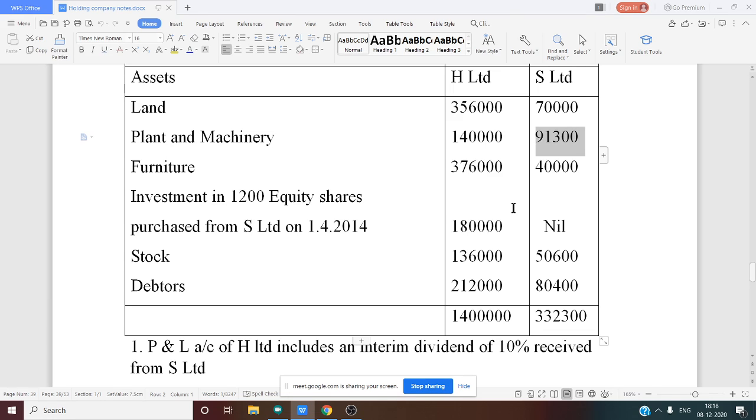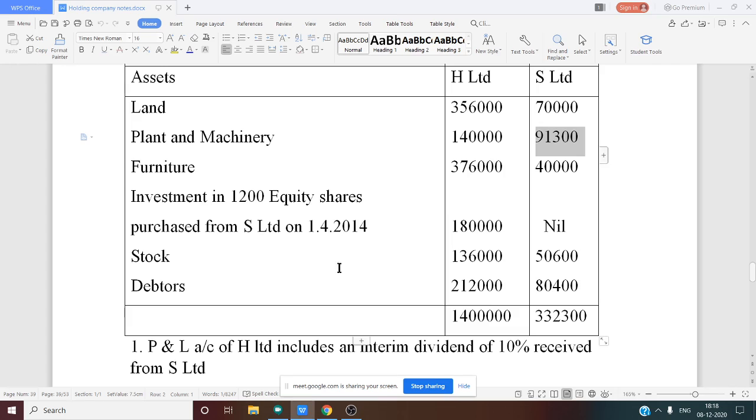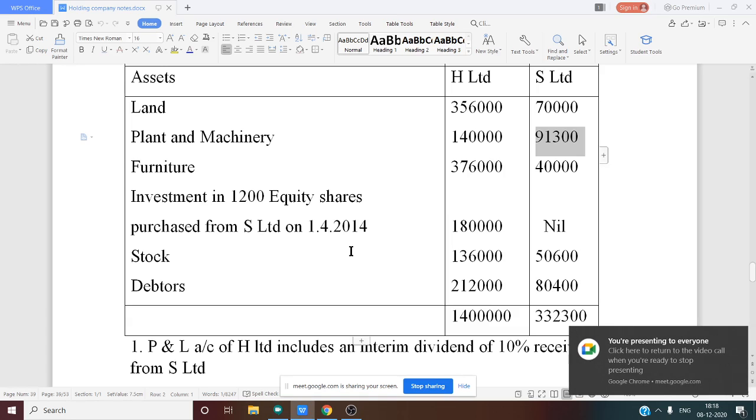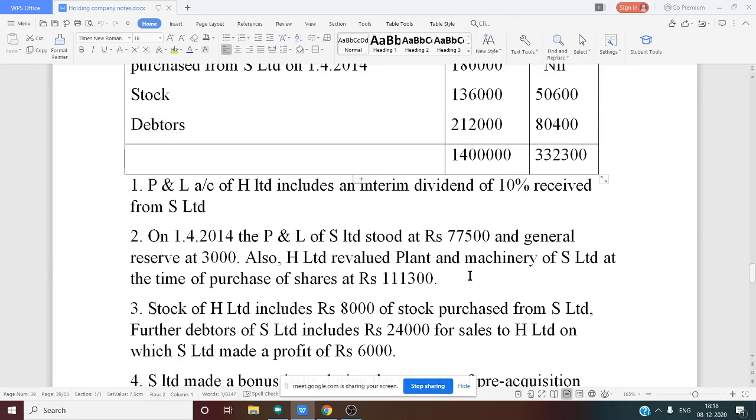Capital profit is equal to capital reserve, and this revaluation profit we have to distribute between minority shareholders and majority shareholder depending upon their fraction of share. So that we have to calculate later. So now we discussed the first two adjustments.